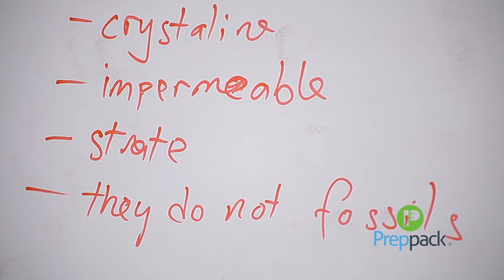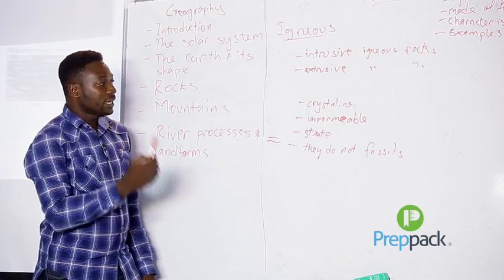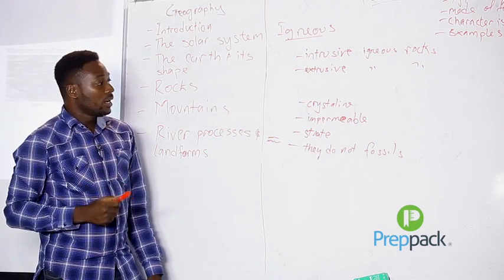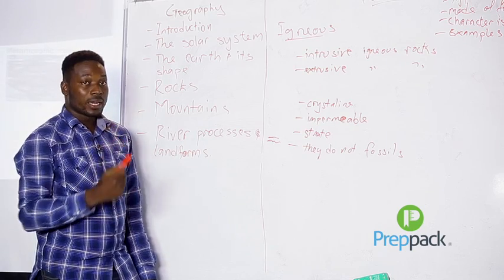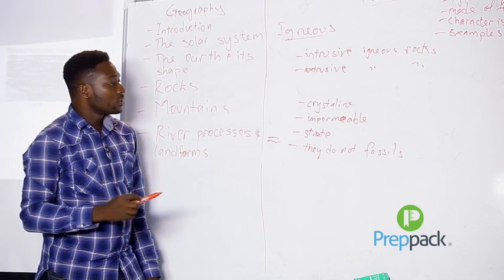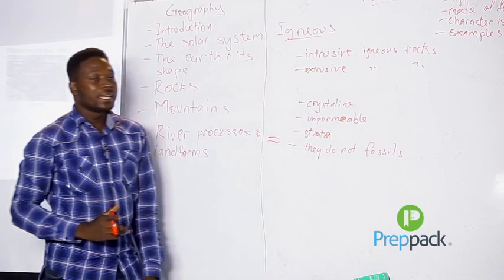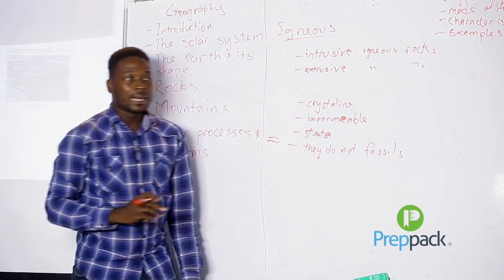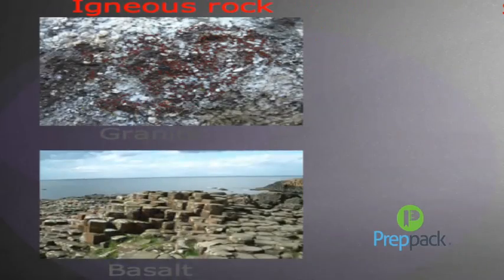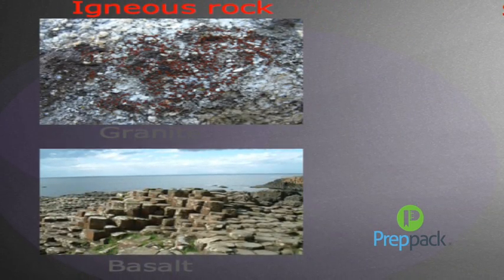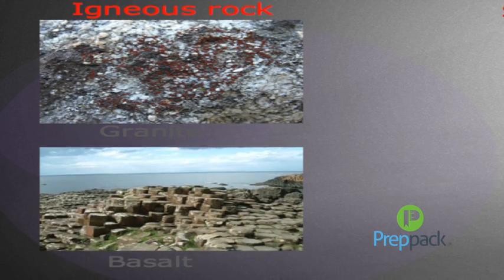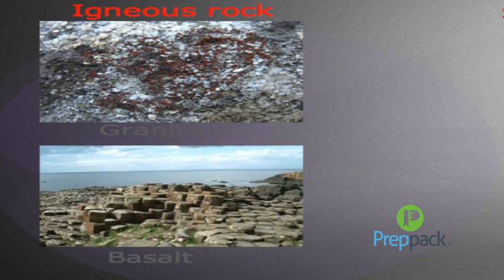So majorly, igneous rocks are crystalline in nature. They contain crystals. They are impermeable. They are strong, and they are hard. They are non-stratified, no strata, and they do not contain fossils. Examples of igneous rocks are granite, basalt, and a couple of others.